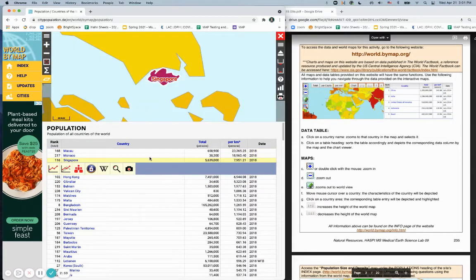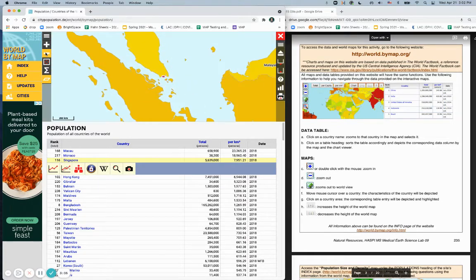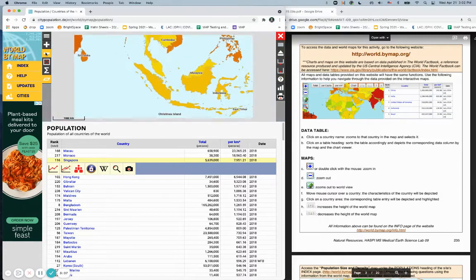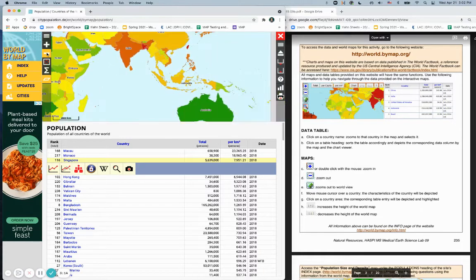Okay, Singapore is also another small country, and you can go ahead and zoom out to see where we're talking about. So that's that teeny country right here, and here's the Philippines, Vietnam. Okay, now we can see a little better. Here's India, China. Okay, so there's some small countries in here. And so this is basically how you navigate around this website.